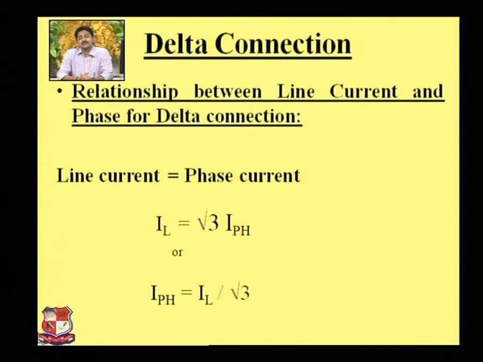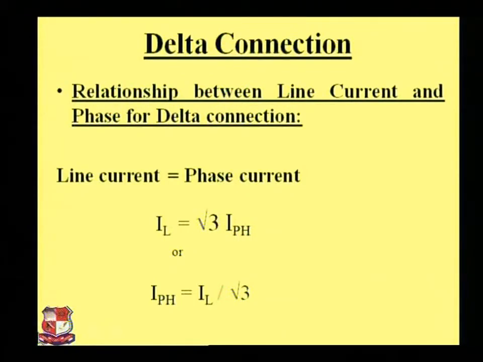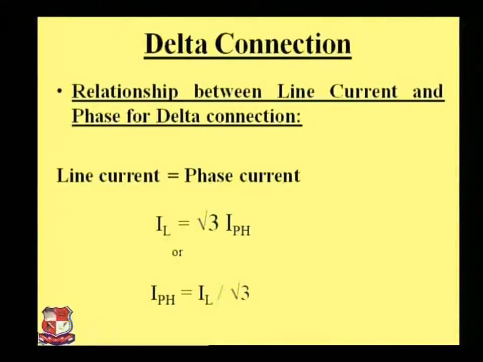So these are the relationships of the line current, line voltage, phase current and phase voltage for the star connection and for the delta connection. Friends, keep in your mind, this relationship differs for the different kinds of connection. Whichever connection you prefer, either you can prefer the star connection or you can prefer the delta connection.